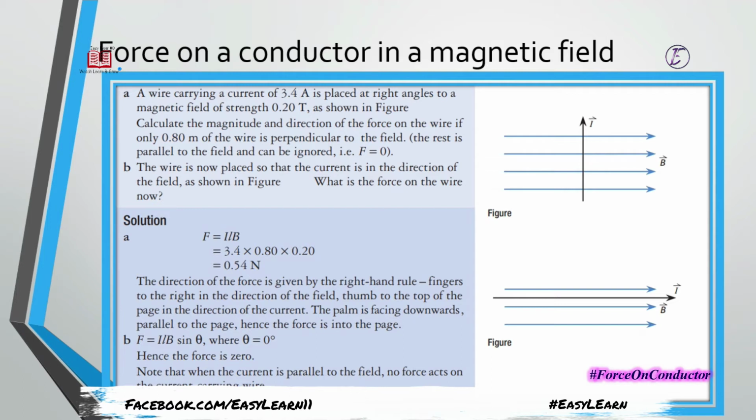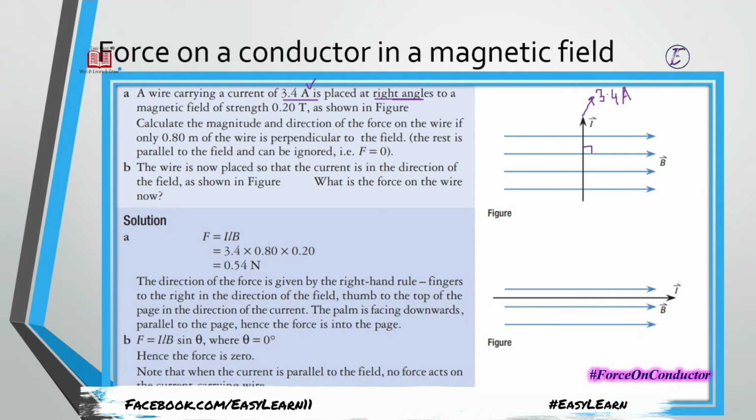Okay, this is a very simple, very good and interesting example. A wire carrying a current of 3.4 ampere. So the current is given, and note that it is given in ampere, so we do not need any effort to convert it, because it is already given in the standard form. This is the wire that is carrying the current, and it is given that it carries 3.4 amperes of current and is placed at a right angle.